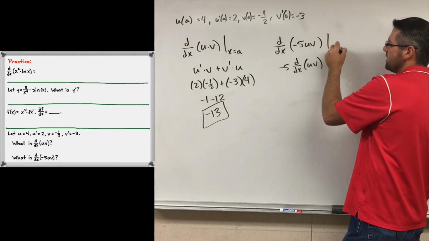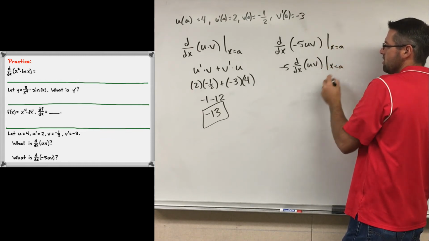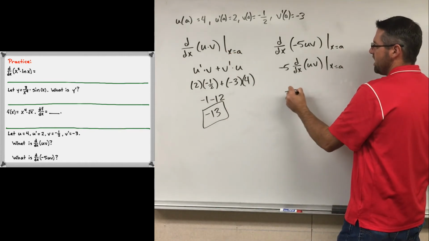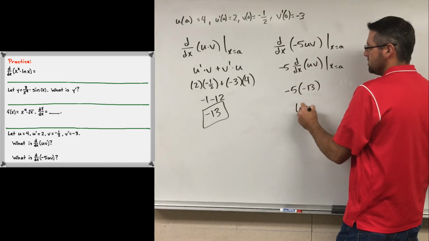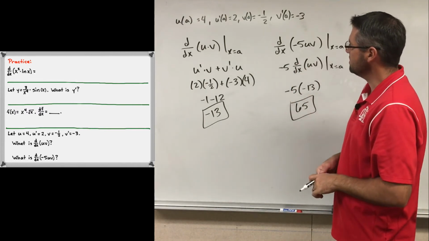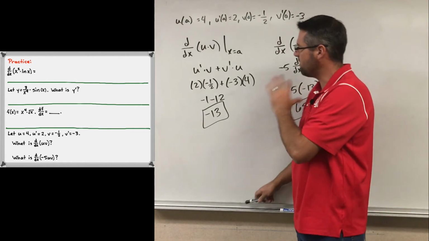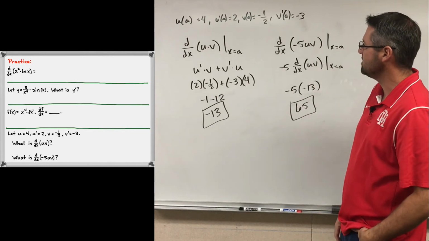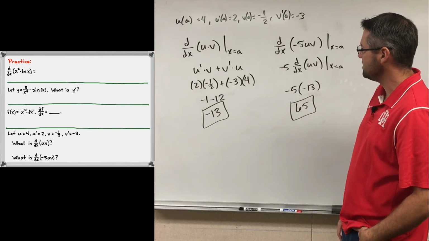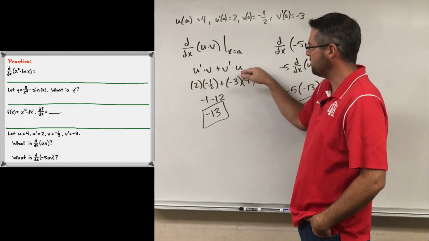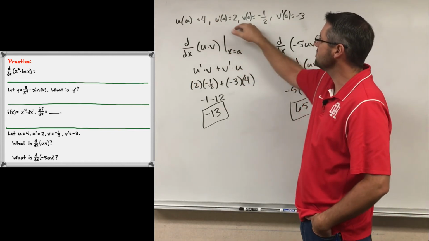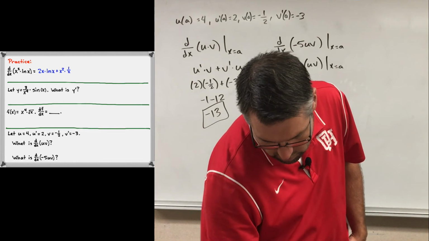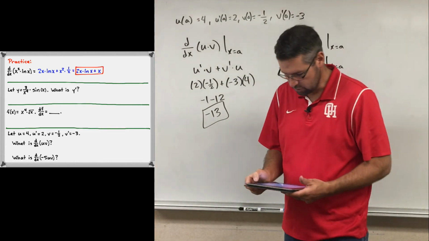Well, if we're trying to evaluate when x equals a here, then we already figured out the derivative of uv right here. We did that work. So then this is just going to be negative 5 times negative 13, which is 65. Okay? So this is an example of function notation using the product rule. And my notation wasn't detailed enough, but I think you can get the idea. U and V are functions, so we took the derivative using the product rule, and then we plugged these values in at the point A. It could have been any point, any x value. Okay? So let's go ahead and double check that our answers are correct here.